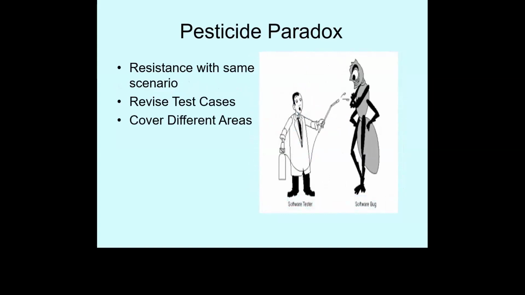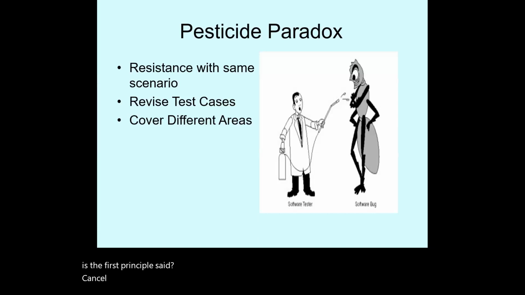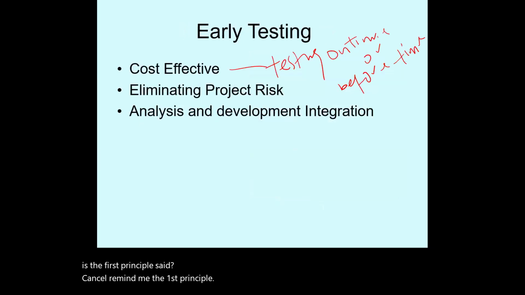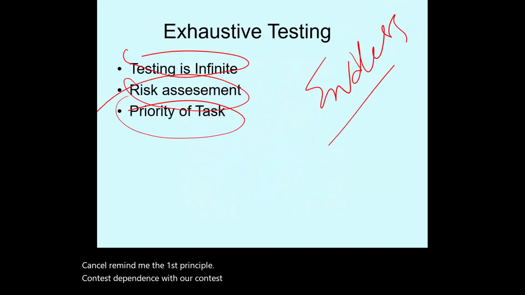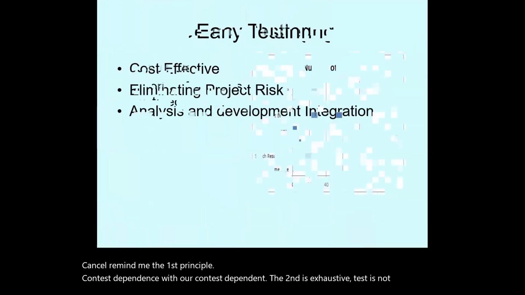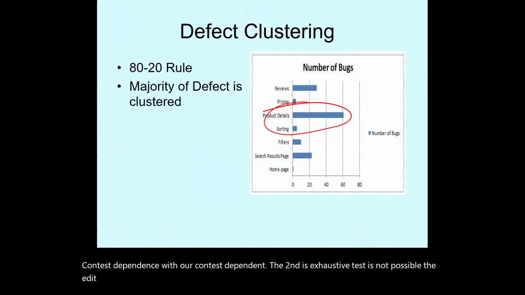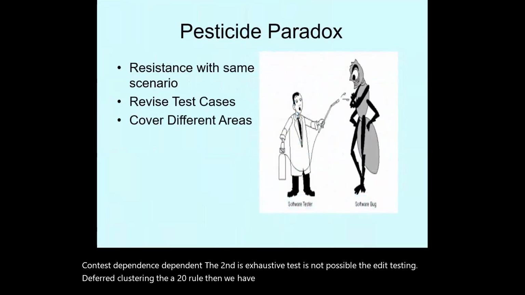Then we have the pesticide paradox. What is the first principle? Can someone remind me? Testing is context dependent. The second is exhaustive testing is not possible. Then early testing, then defect clustering, the 80-20 rule. Then we have the pesticide paradox.